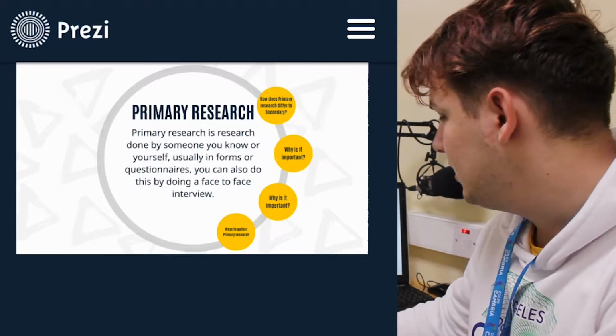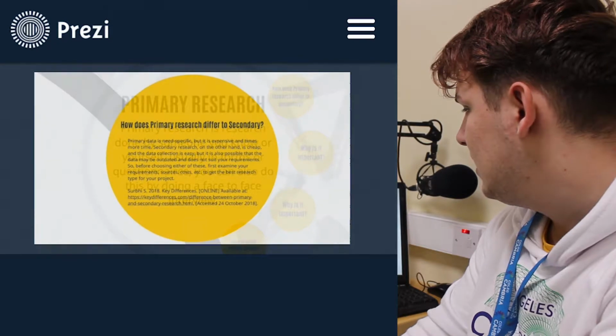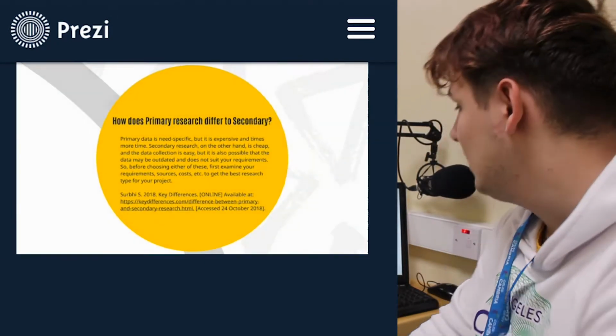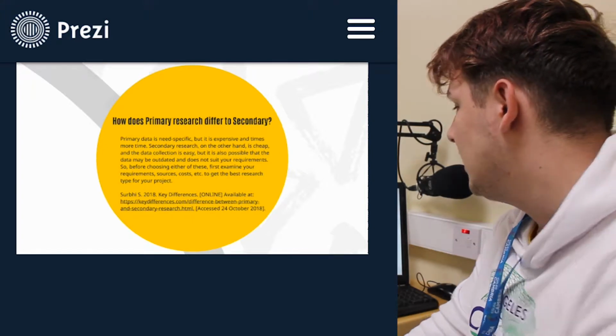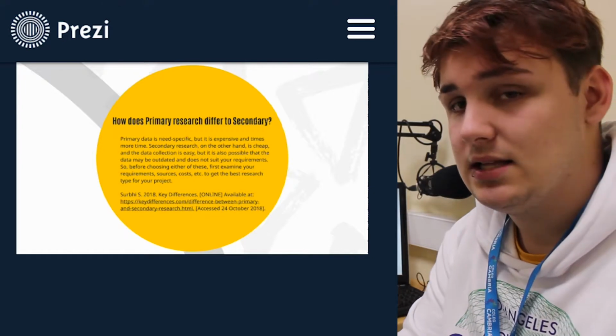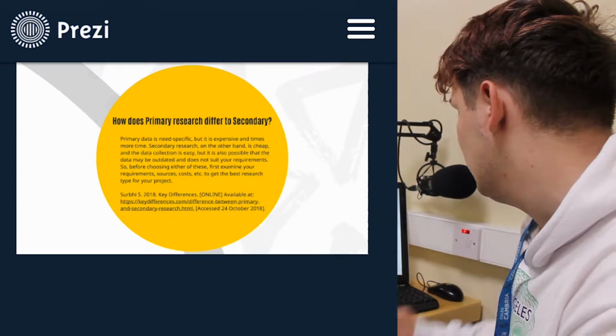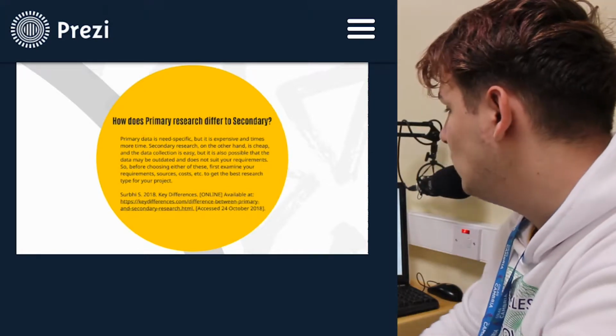How does primary research differ to secondary? Primary research data is basically needs specific, and it's expensive and wastes more time, whereas secondary is like cheap data. It's easy to collect. You can get it on the internet and all sorts like that. Why is it important?